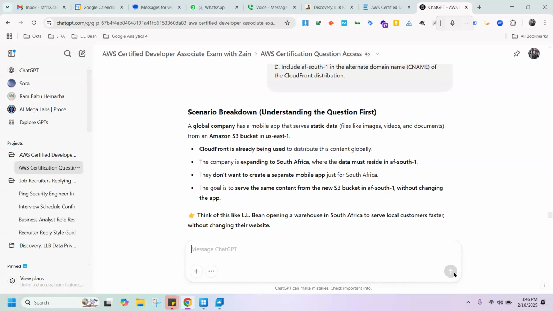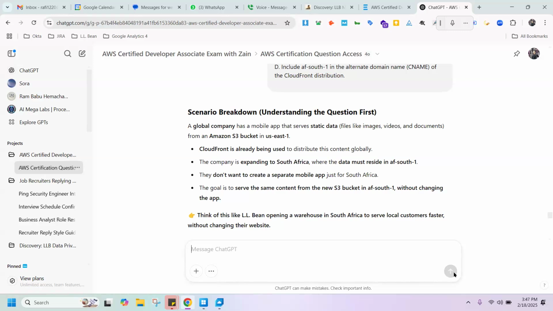Now, the second thing he is talking about is CloudFront. CloudFront is also an AWS service that provides us the facility of edge locations, right? And what does it mean by edge location? So let me give you an example. What does it mean by edge location?